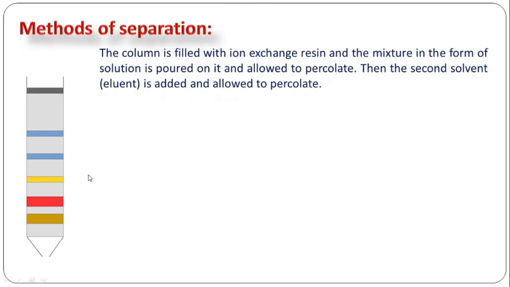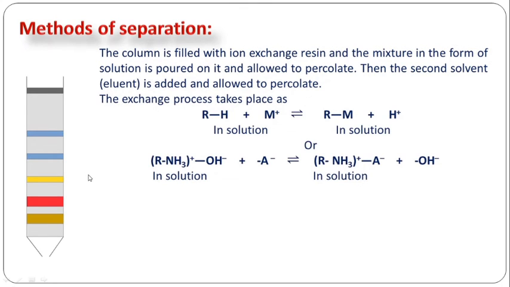OK, the exchange process takes place according to the types of resins and the types of ions or cations present in the solution. So in cation exchange resins, this is the reaction that takes place. The resin contains H plus ions, while the solution contains metal cations. So there will be an exchange: metal cations go to the resin while H plus comes into the solution.